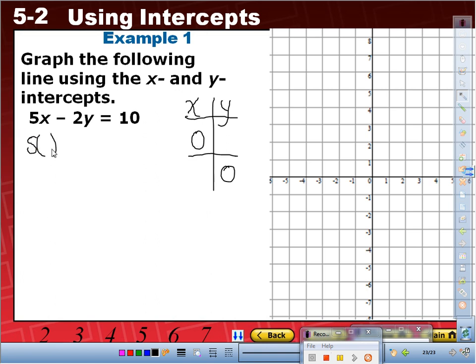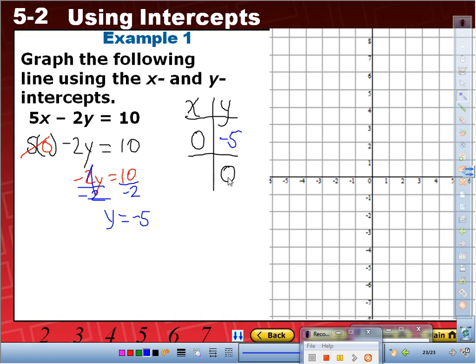This becomes 5, open parentheses, minus 2y equals 10. So I'm going to substitute for x what number? 0. What is 5 times 0? 0. We're left with minus 2y, or negative 2y, equals 10. To solve for y, all I need to do is divide by negative 2. Y is equal to negative 5.